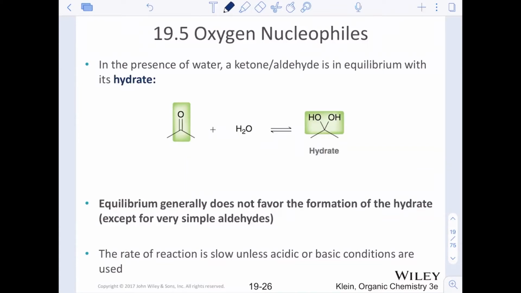But why it's called a specific hydrate is because the carbon that holds both of the alcohols is the same one, the alpha carbon there of the carbonyl. And so equilibrium does not generally favor the formation of the hydrate for these types of equilibriums with just water. The reaction is very slow unless we use acidic or basic conditions with it.